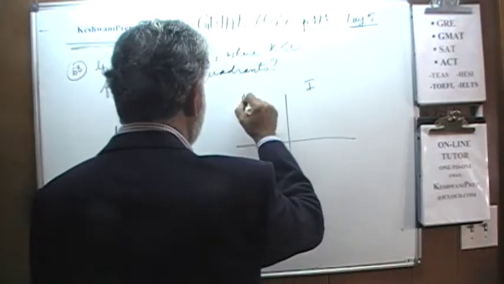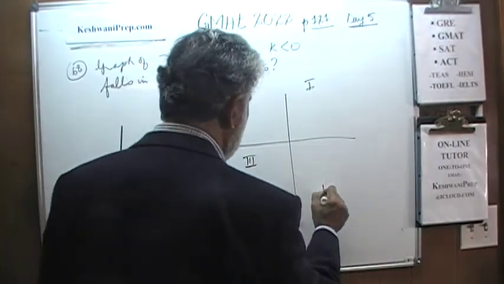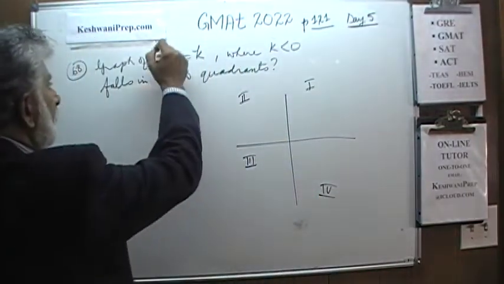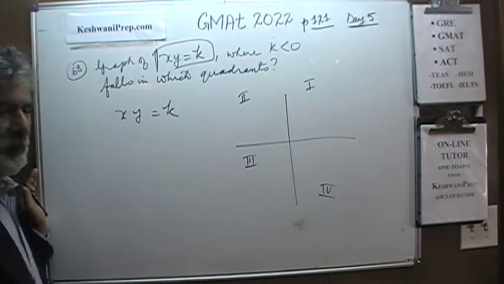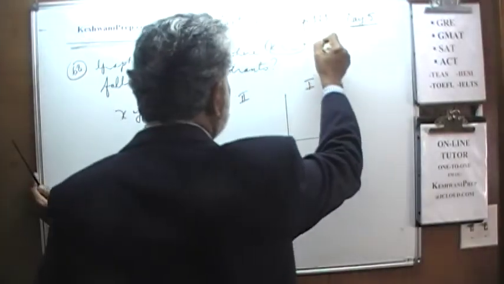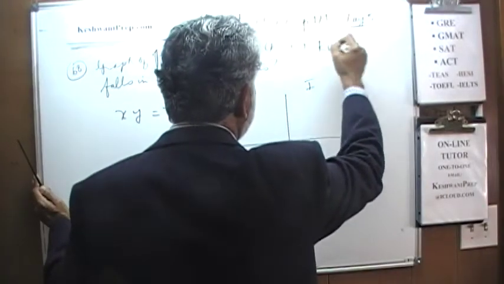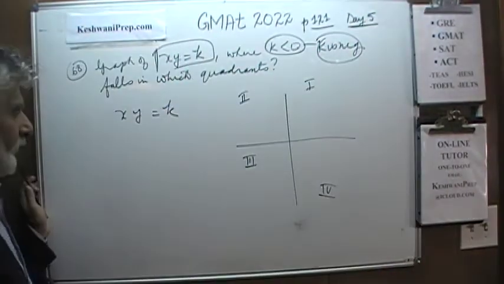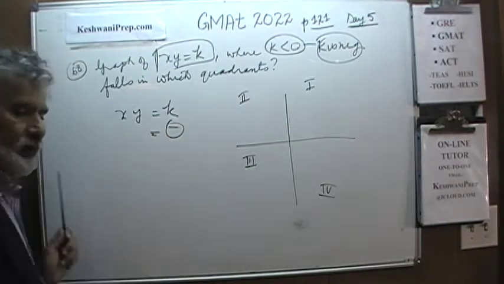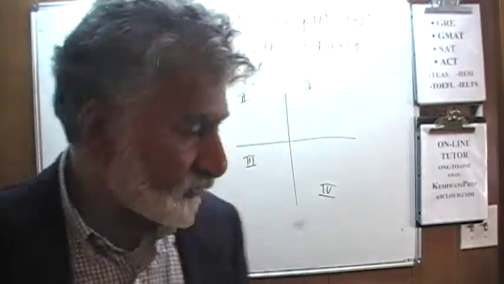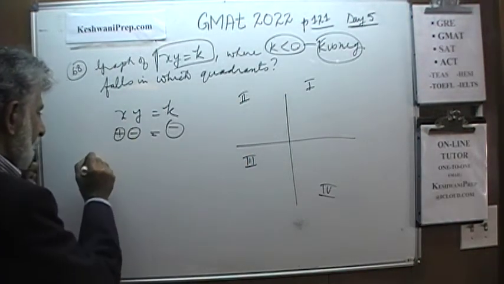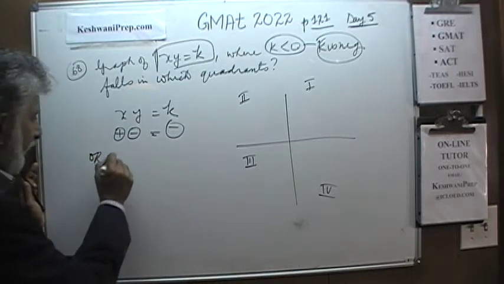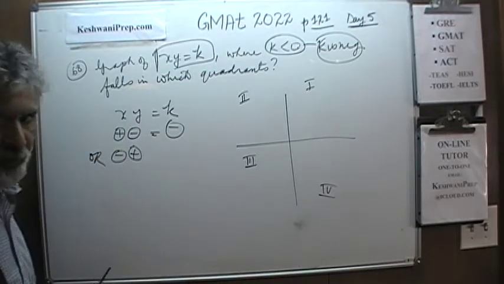First quadrant, second quadrant, third quadrant, and fourth quadrant. Let's see what happens. We know x times y has to equal k, but we also know that k is negative. K is less than 0. If k is negative, there are only two ways you can have a product of two numbers be negative. One is that x is positive and y is negative. The other is that x is negative and y is positive. Those are the only two ways.